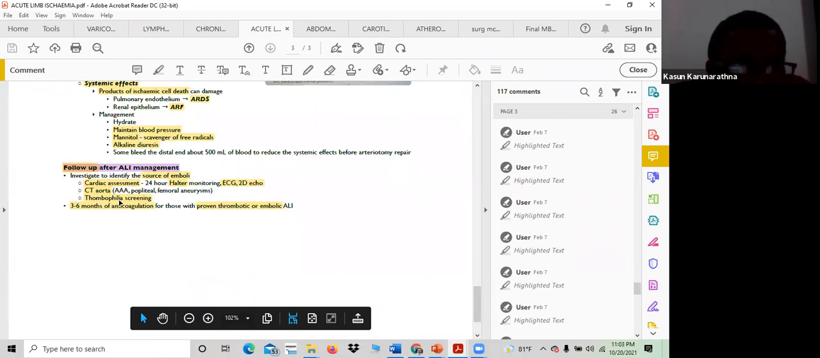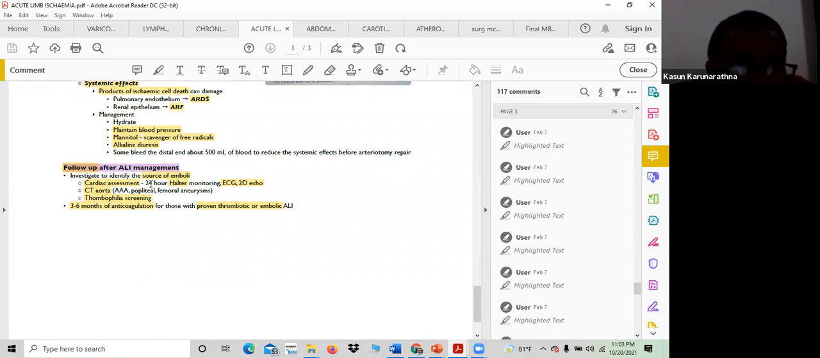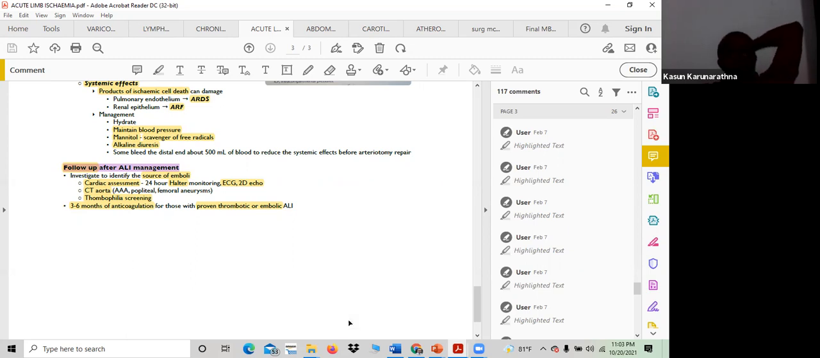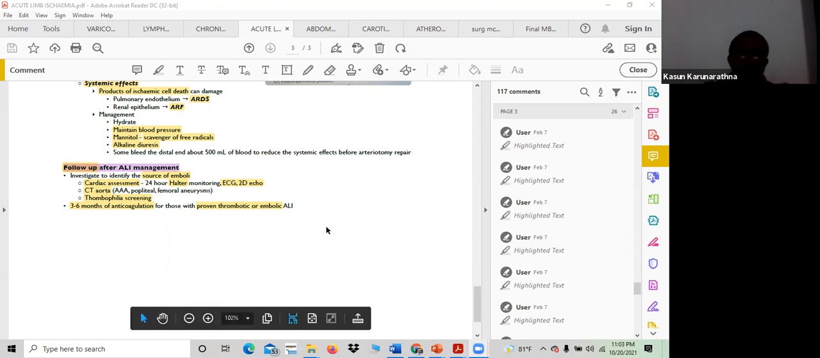This is the follow-up after acute limb ischemia management: cardiac assessment, 2D echo, ECG, CT aorta to exclude aortic aneurysm, popliteal and femoral aneurysms, and a thrombophilia screen. 3 to 6 months of anticoagulation for those with proven thrombotic or embolic acute limb ischemia, right? So if it is thromboembolism, 3 to 6 months of anticoagulation, not lifelong. And if there's an indication for lifelong anticoagulation, like symptomatic AF or uncorrected arrhythmia, then you should continue anticoagulation for life. Right, that is the picture of acute limb ischemia.